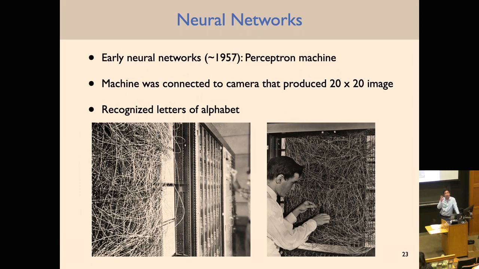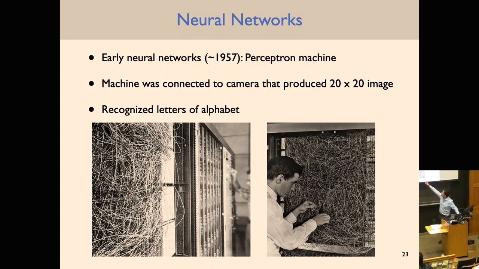This machine was actually connected to a camera that gave you a 20 by 20 image. So this is super, super low resolution, right? If your phone had a 20 by 20 camera, you'd be very disappointed, but that's what they had to work with at the time. And his team was trying to do recognition of alphabets, similar to the MNIST data set.